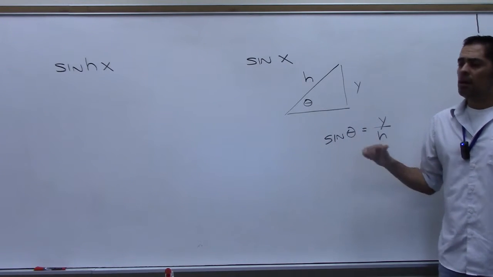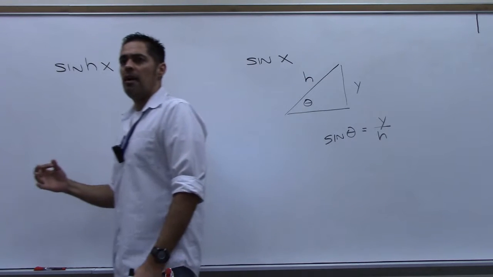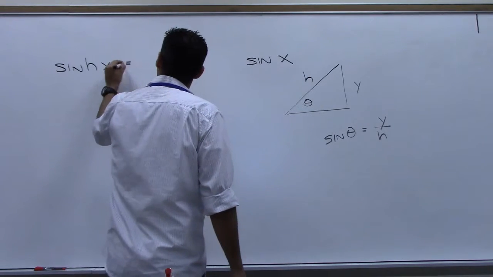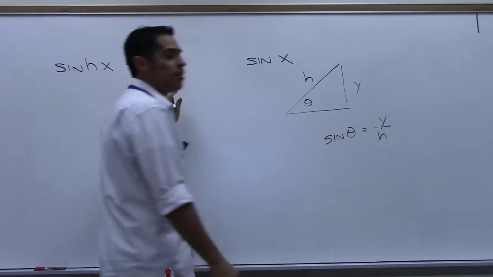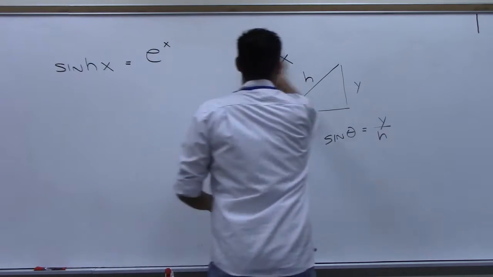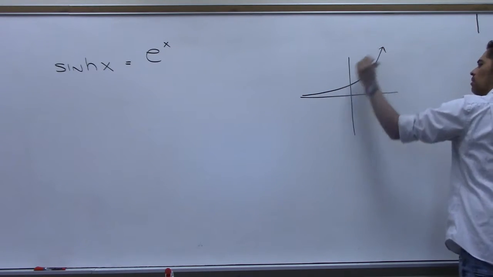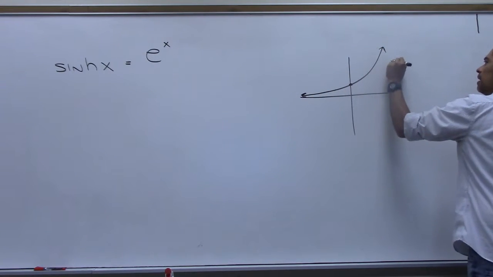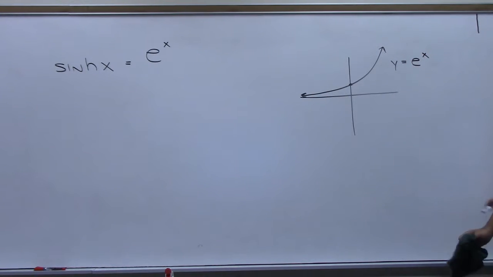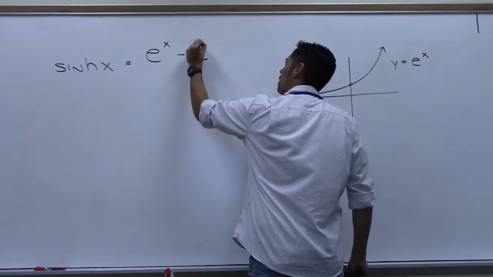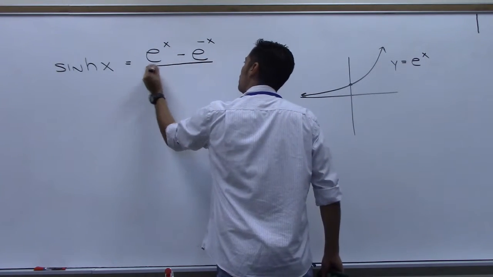Okay. Hyperbolic trig functions, you can do some geometric stuff to define them, but the definition is much easier if you just look at it in terms of the exponential function. So this is e to the x. Everyone familiar with e to the x? E to the x looks like this if you were to graph it. We're all intimately familiar with this, right? That's y equals e to the x. So it's not just e to the x, it's e to the x minus e to the negative x, and then over 2.